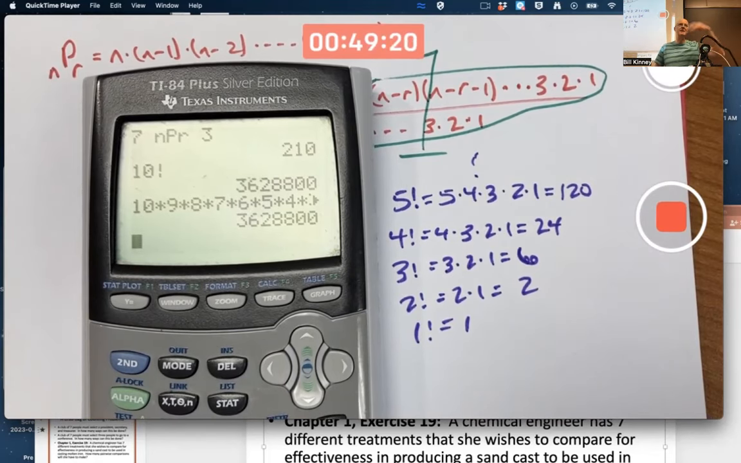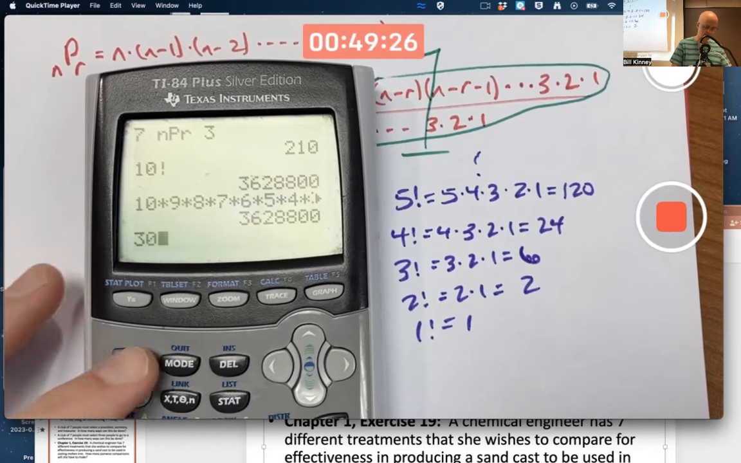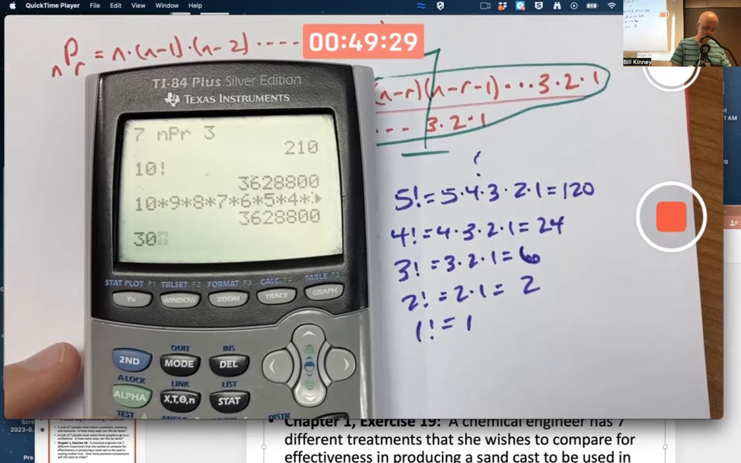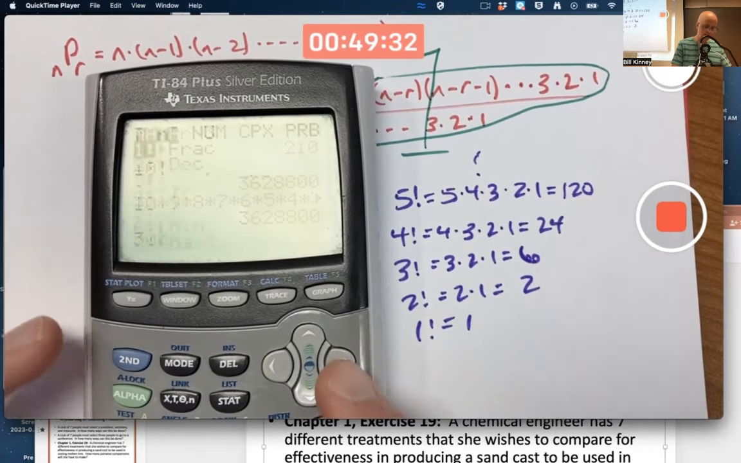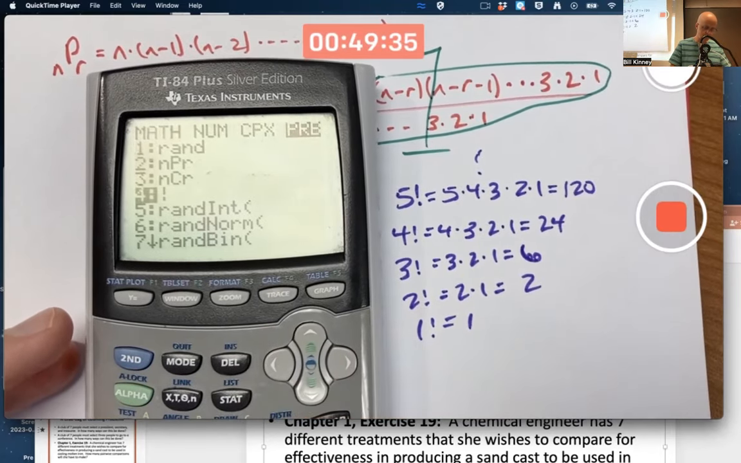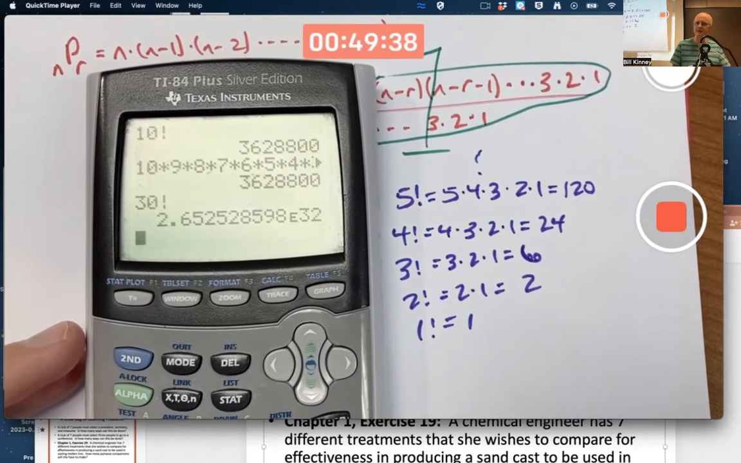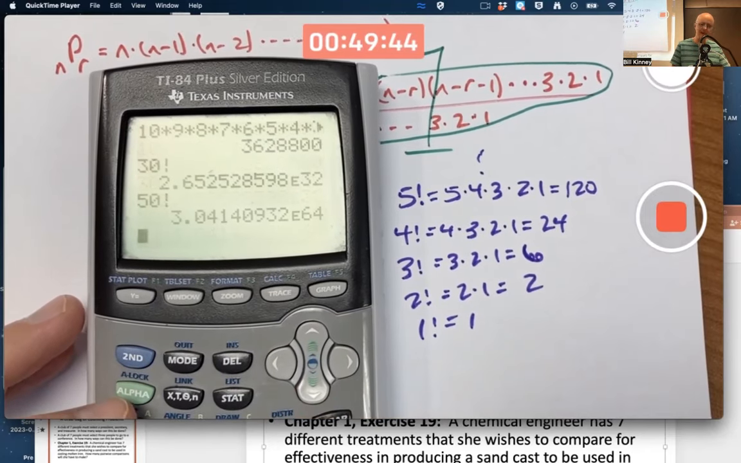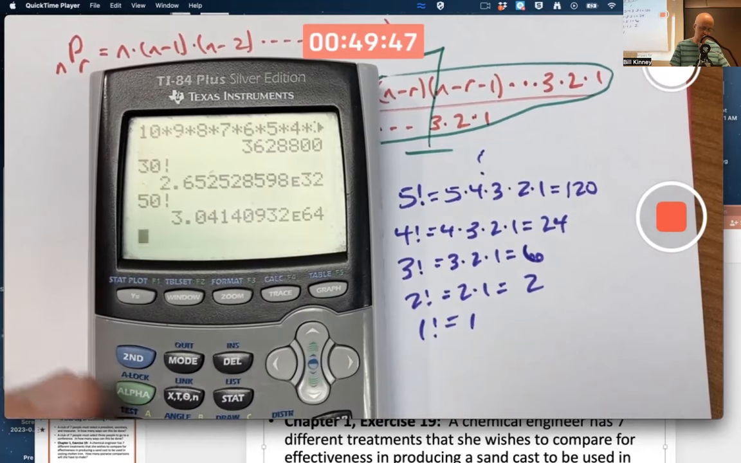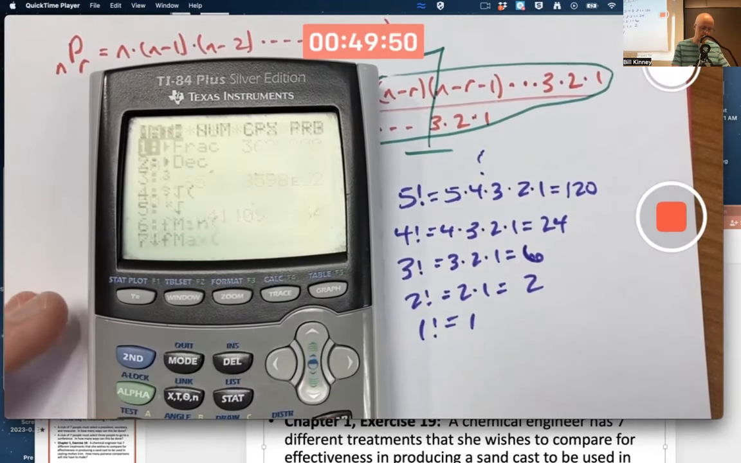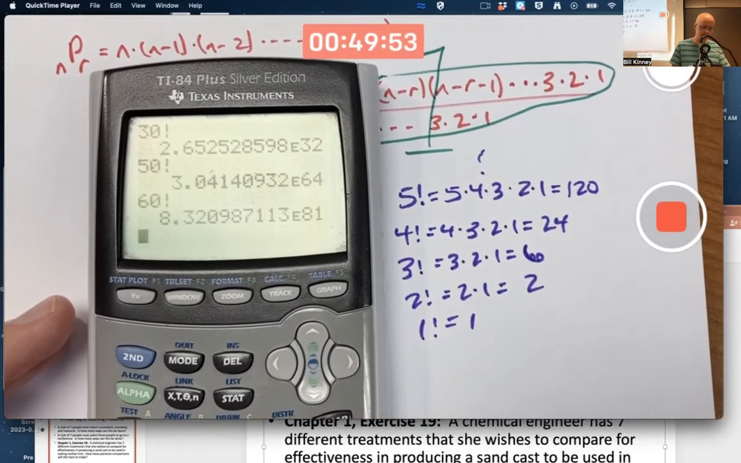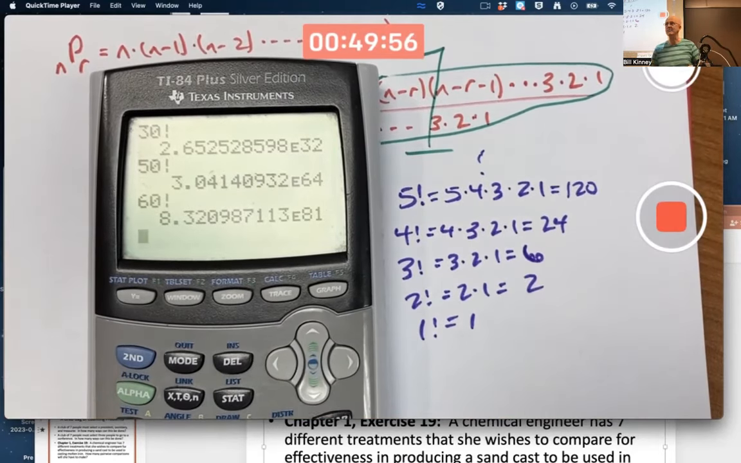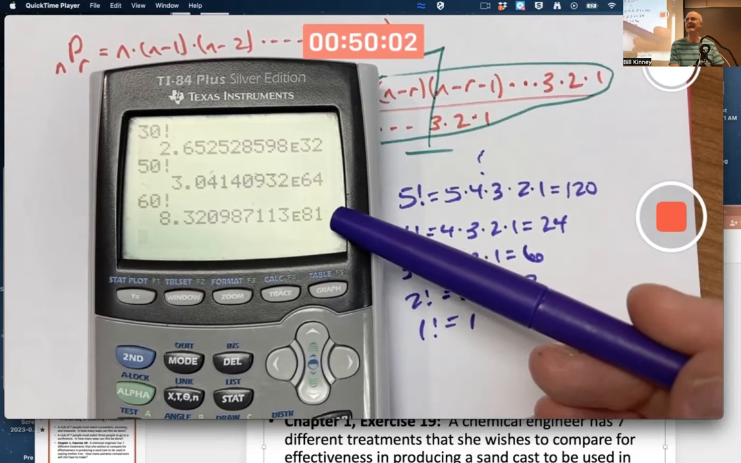Factorials grow very big, very rapidly. 30 factorial is, I'm sure you'd see it in scientific notation here. 50 factorial is already getting close to, well, okay, let's do 60 factorial. I'm trying to make a fun point here. That's already in the ballpark of the number of atoms in the observable universe, and I'm not lying. 60 factorial, 10 to the 81st power.